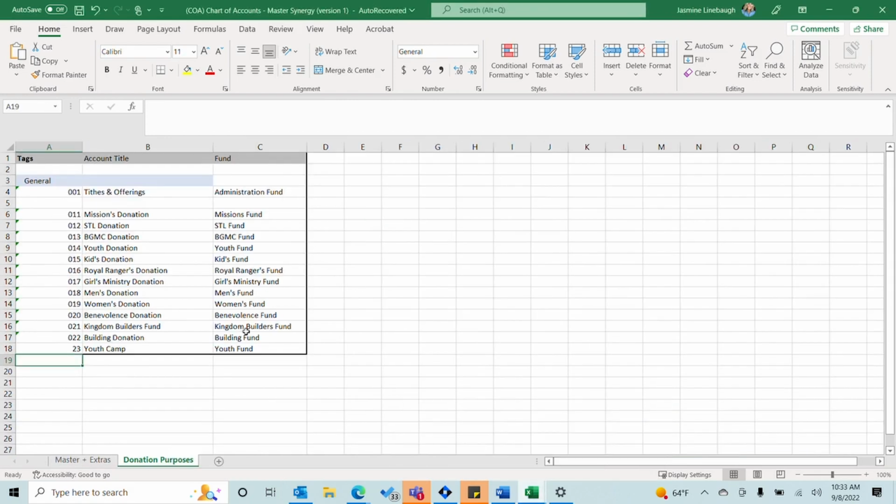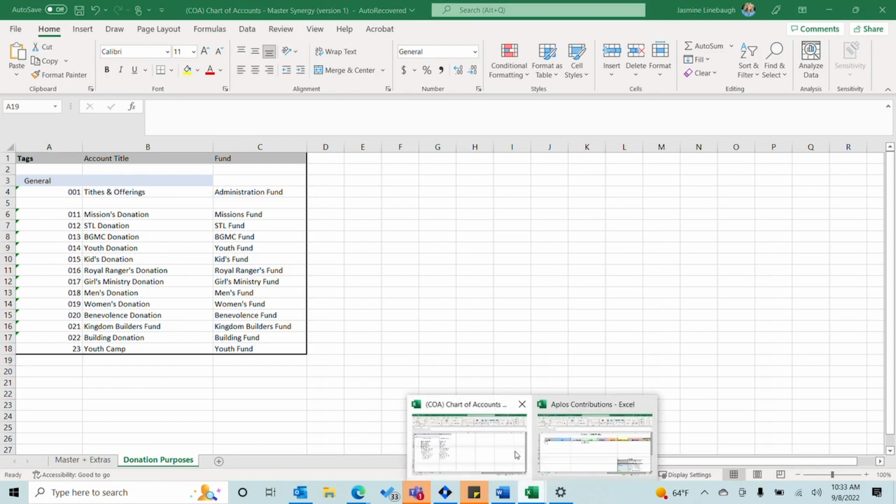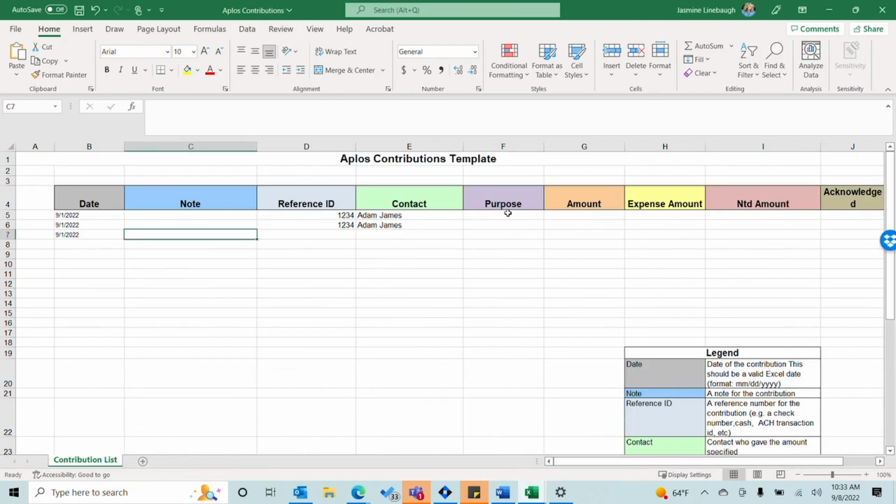Going back to the COA list, you will click on Donation Purposes. We are looking for the GL numbers for tithe and kid donation. As you can see, those numbers are 001 tithe, 015 kids donation. So I know that the purpose is 001, $50, and 015, $50.